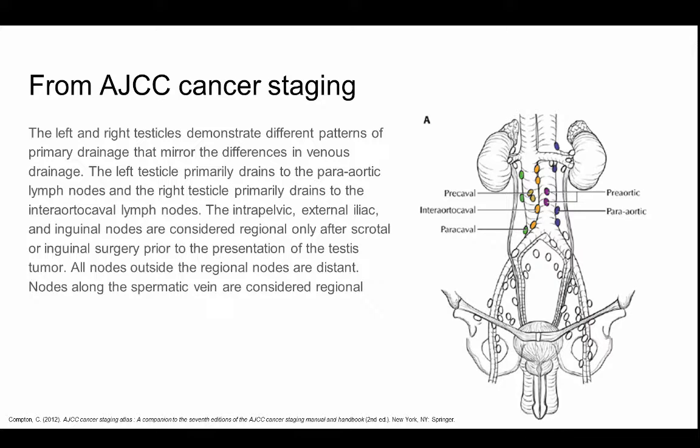So if you have a positive inguinal or pelvic lymph node at the time of orchiectomy, that's actually a metastatic disease as opposed to a regional lymph node disease and would be staged as such, unless the integrity of the scrotum has been disrupted via a biopsy or something, which is the reason they don't do it, and they just go straight to orchiectomy.